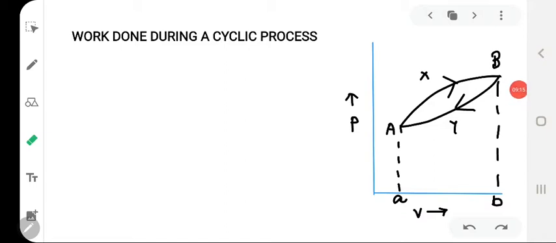Now let us find out work done during a cyclic process. Suppose that the gas enclosed in a cylinder is expanded from the initial state A to the final state B along the path AXB. Let W1 be the work done during expansion. Then, as we have just studied, we can give work done by area. So W1 will be equal to area AXBBAA.